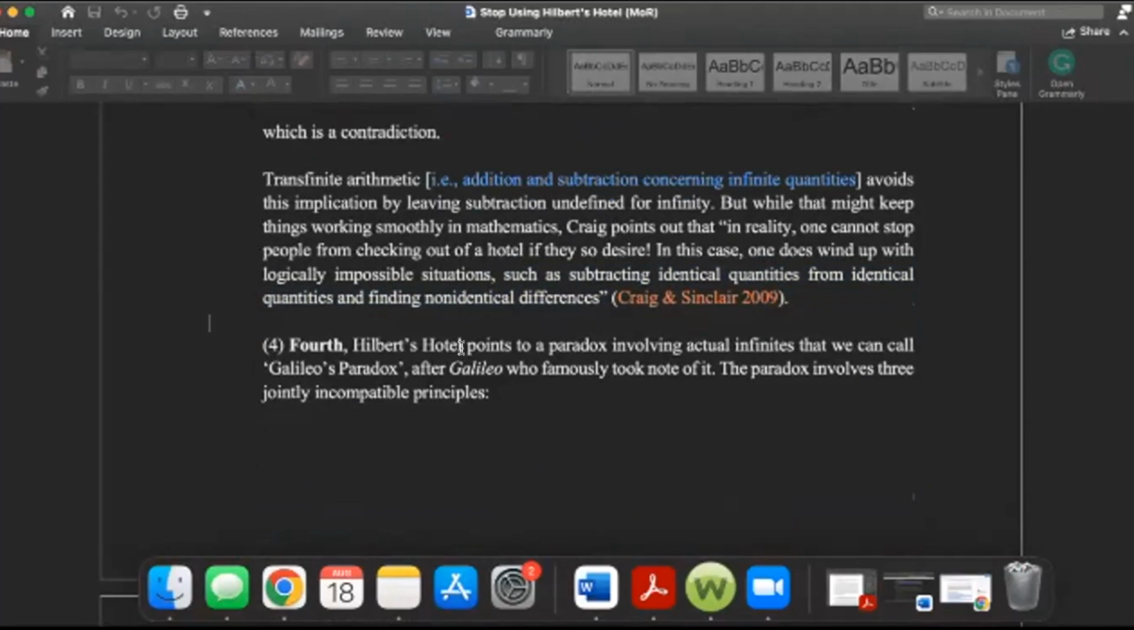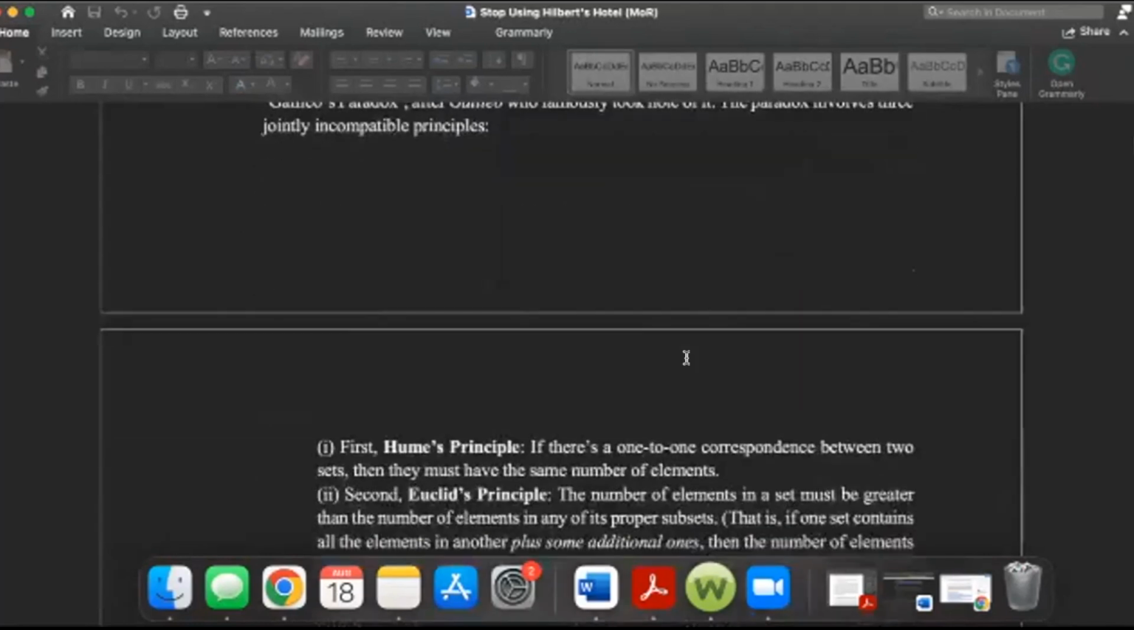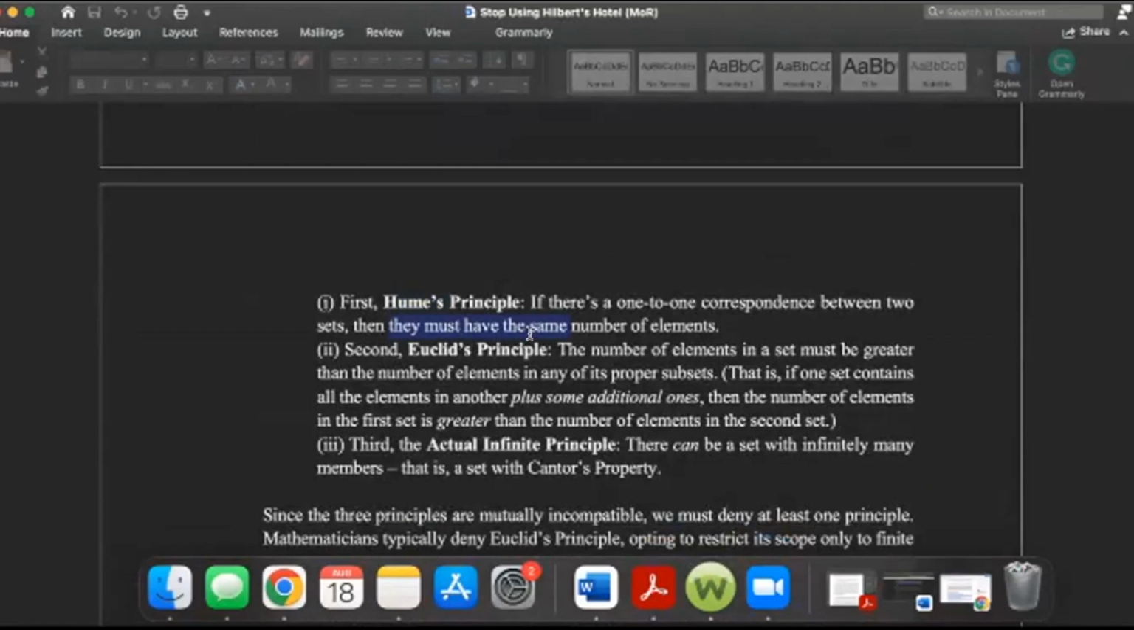And fourthly and finally, Hilbert's hotel points to a paradox involving actual infinites that we can call Galileo's paradox, after, of course, Galileo, who famously took note of it. The paradox involves 3 jointly incompatible principles: Hume's principle, Euclid's principle, and the actual infinite principle. So first, Hume's principle. This says that if there's a one-to-one correspondence between 2 sets, then they must have the same number of elements. The second principle is Euclid's principle.